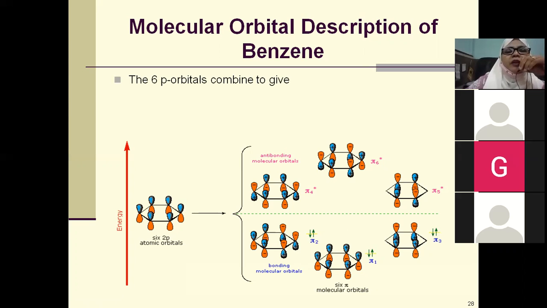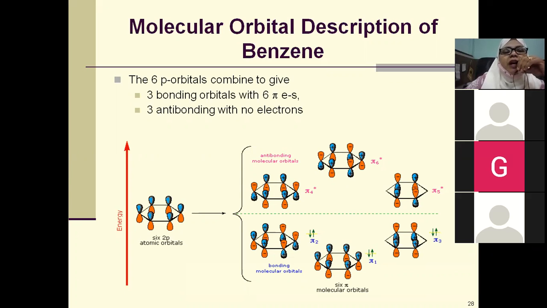Okay, so this is the arrangement of 6 p orbitals to form the 6 molecular orbitals, 3 sigma bonding and 3 anti-bonding. So the 3 bonding orbitals are filled with 6 pi electrons. You can see there 2 electrons in green color, and the antibonding orbitals which are not having any electrons: pi 4 star, pi 5 star and pi 6 star.